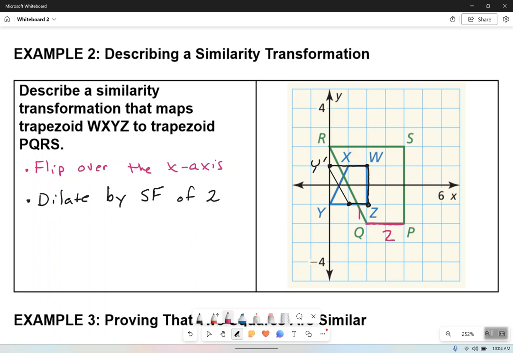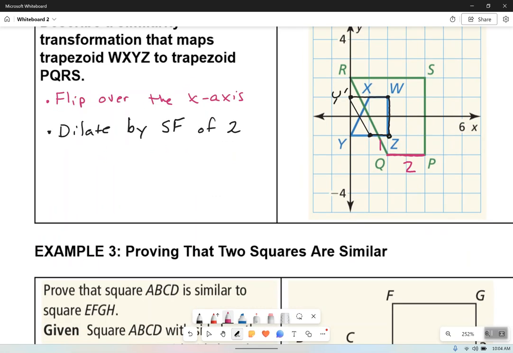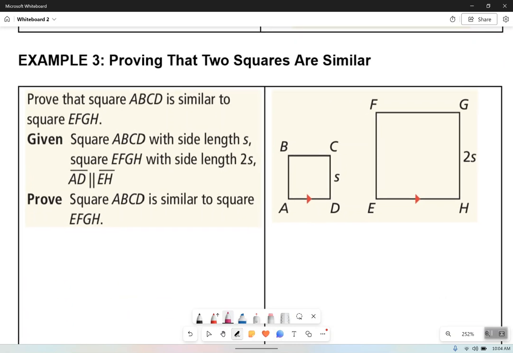Okay. Guys, I think we're on to the last example already. Is that true? Okay. Guys, it says prove that square ABCD is similar to square EFGH. Square ABCD with side length S. Okay. Well, guys, if this side from C to D is S, what's true about all the distances in the smaller square? Aren't they all?